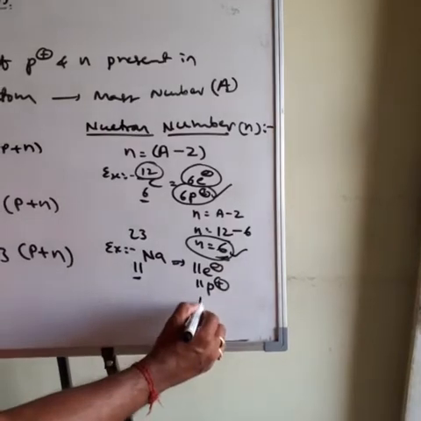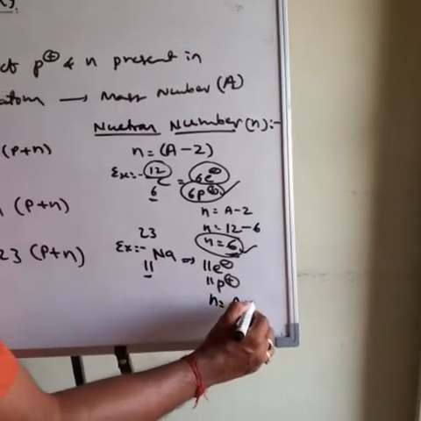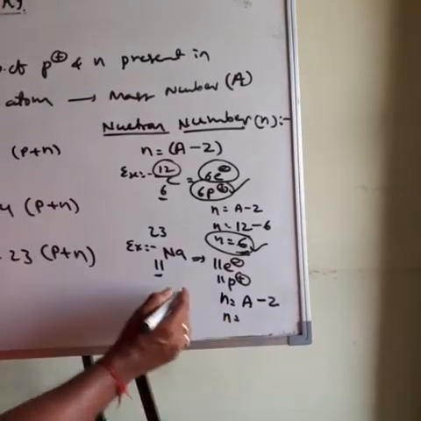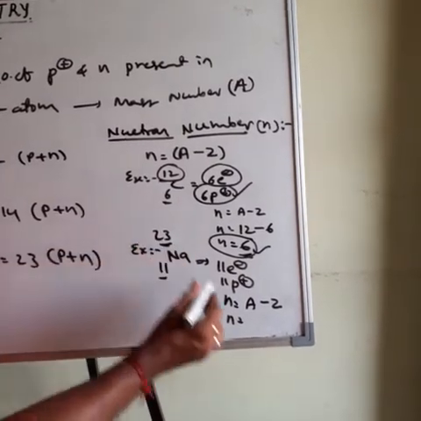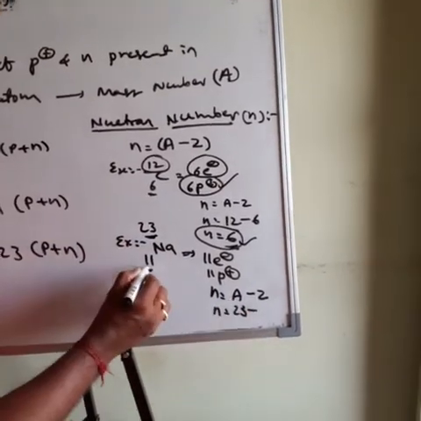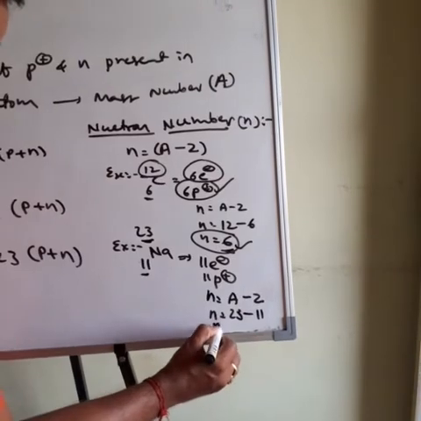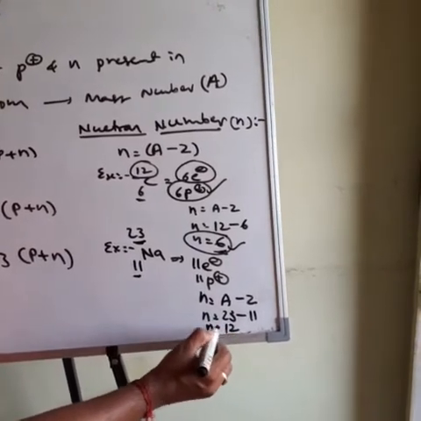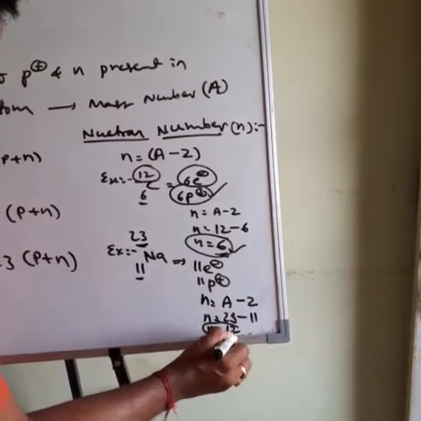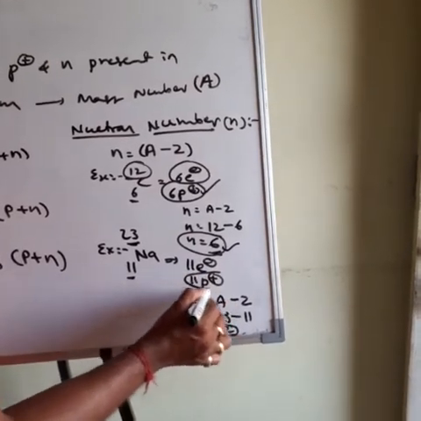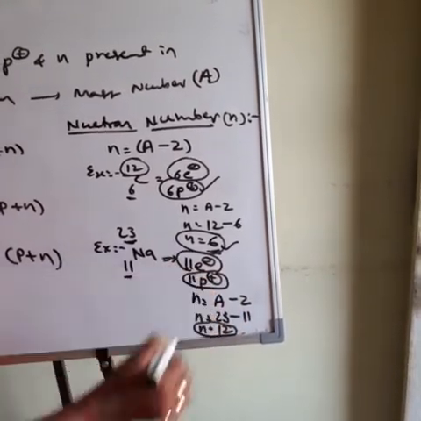The neutron number N is equal to A minus Z. Here, what is the A value? Mass number 23 minus 11, total value 12. So neutron number 12, proton number 11, electron number also 11.